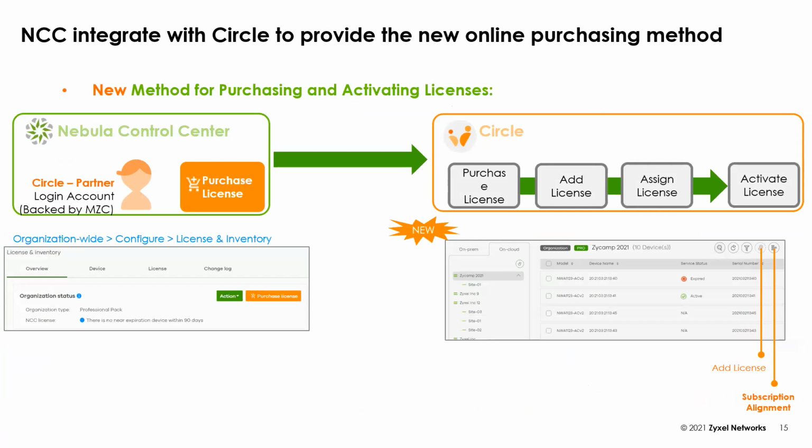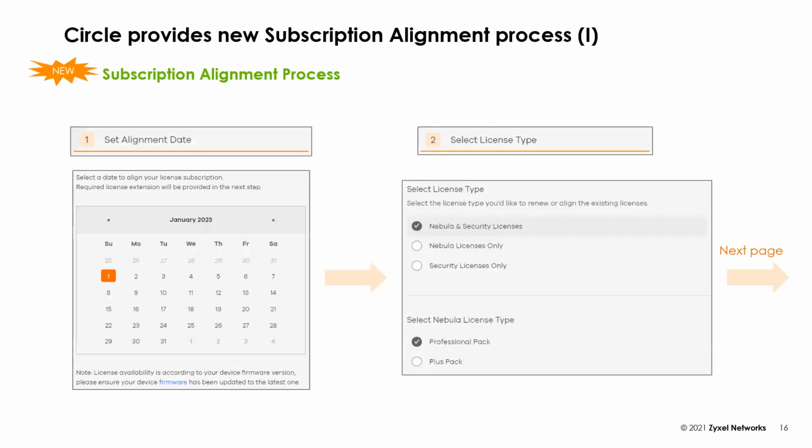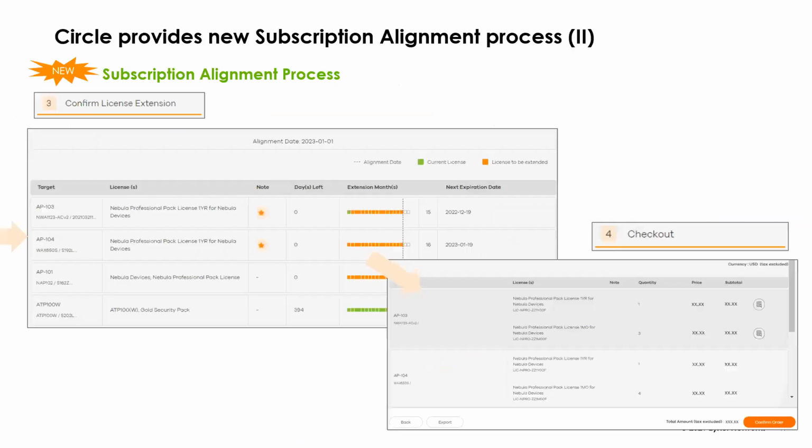With subscription alignment, you choose a date where you want all of the licenses that you're purchasing to expire. So for instance, you've got a customer and you want everything to expire in February every year. You simply go in, choose the date in February you'd like everything to expire around. Then you will choose whether you're looking to purchase Nebula ProPack licenses, security licenses, or both, whether the Nebula licenses are Pro or Plus Pack. And we'll automatically calculate for you what licenses you need to be able to achieve that.